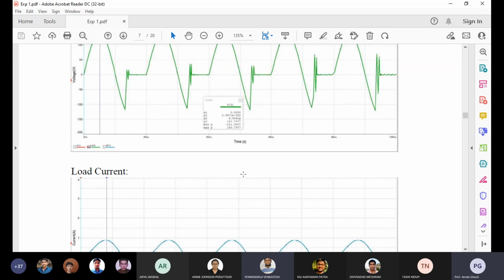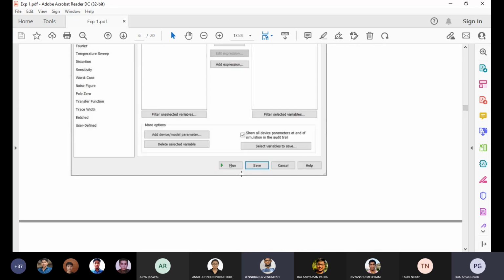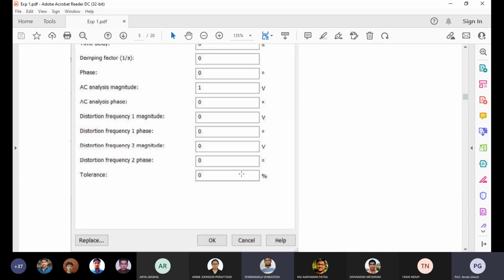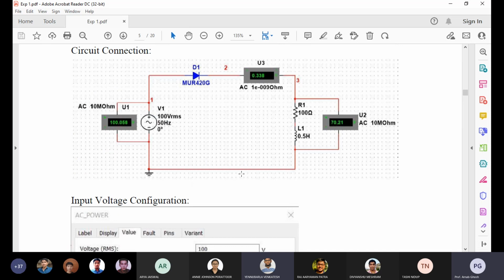And you know the current, voltage, and efficiency. That same simple thing, you have to put in the same table. So you need to take 10 samples. Here we are taking the inductor value as 0.5 Henry.